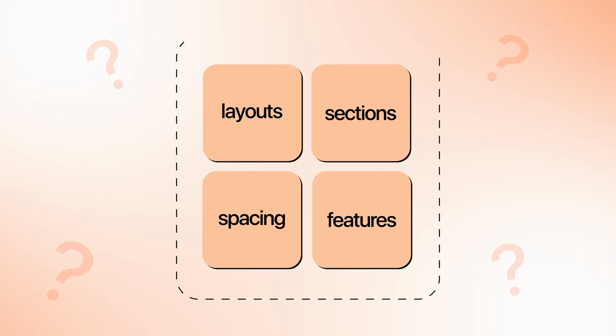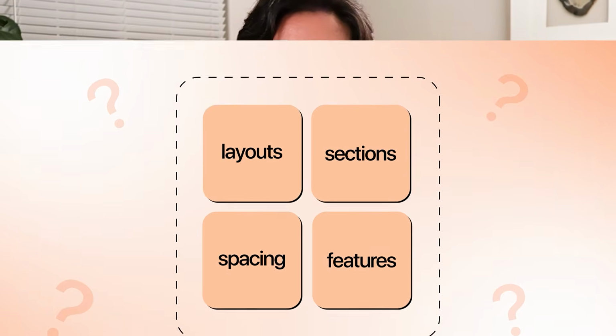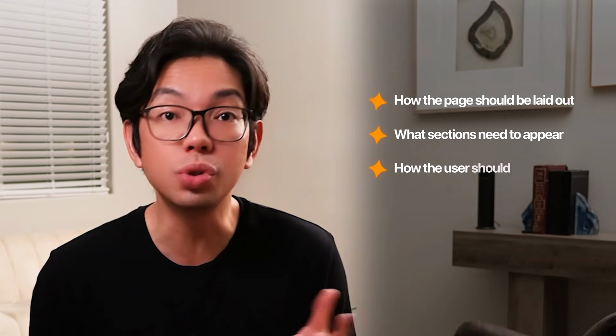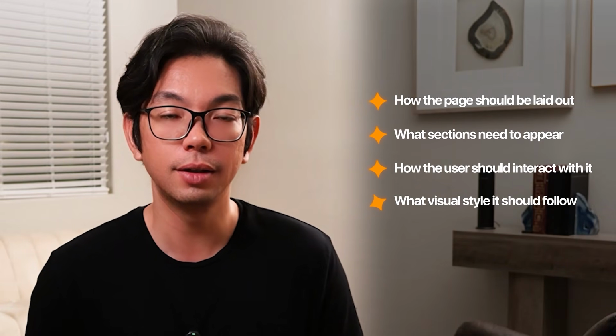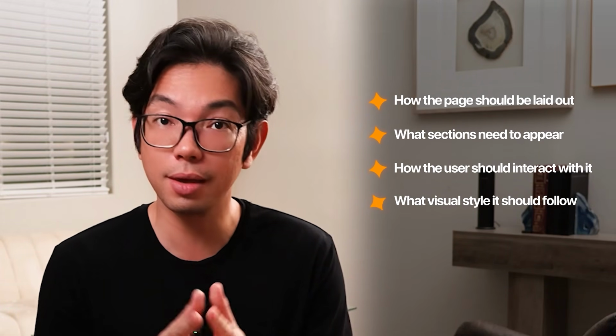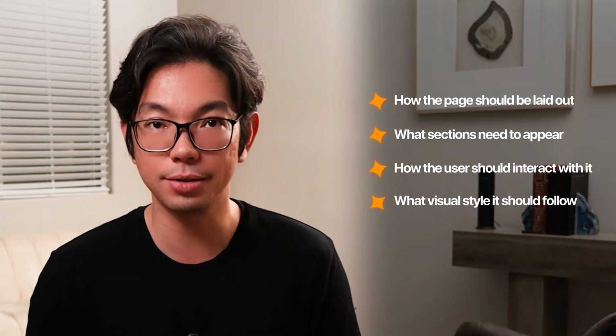The model fills in the blanks using its default idea of a website, and that usually just gives you something pretty average. But a strong clone prompt works differently. It gives Claude the structure of the app from the start. It explains how the page should be laid out, what sections need to appear, how the user should interact with it, and what visual style it should follow. So the clearer those instructions are, the less guessing Claude has to do.